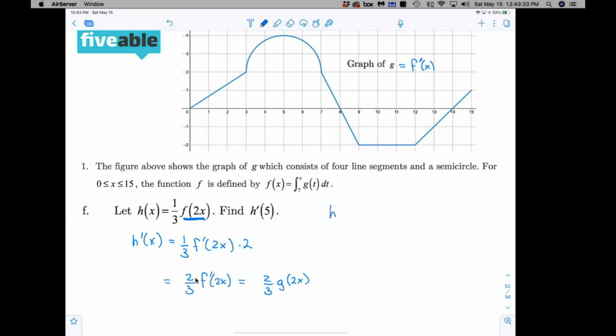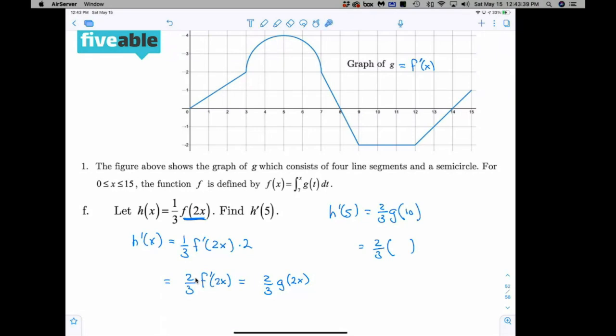When we go to do h prime of 5, that's saying to substitute in 5 for x, so that's 2/3 g, and this is going to be 2 times 5 from down here, so it's actually going to be g of 10. So now, final answer, we're getting really close. All we've got to do is find out what g of 10 is.